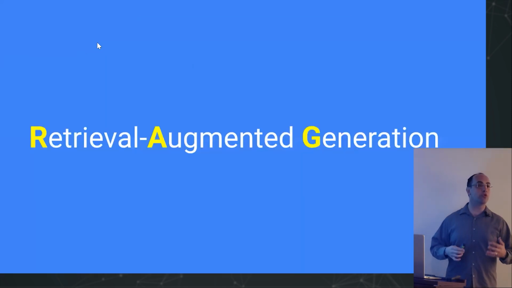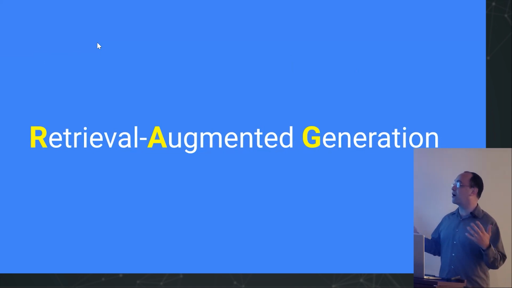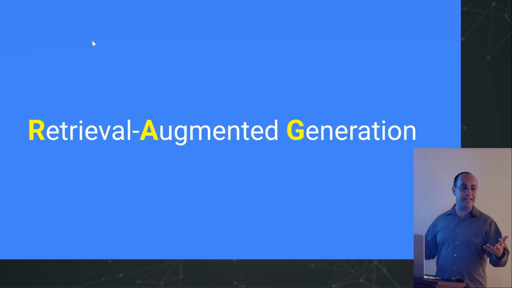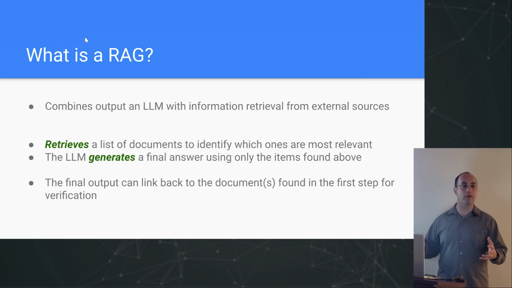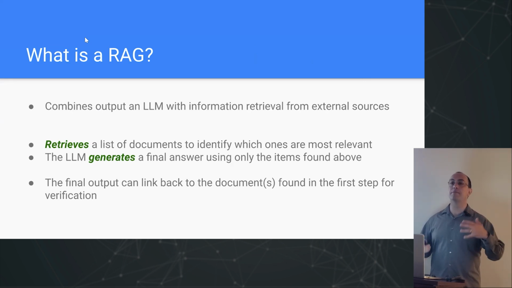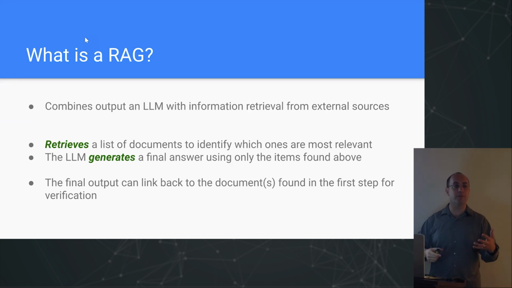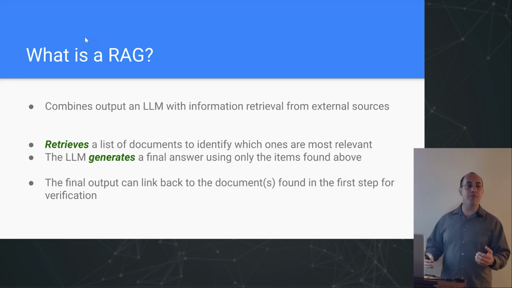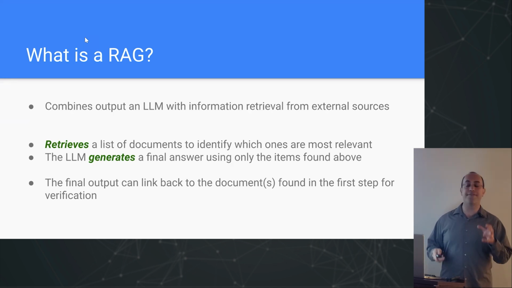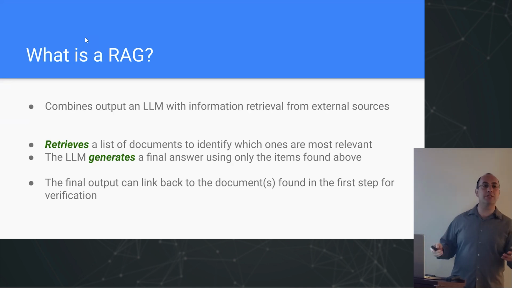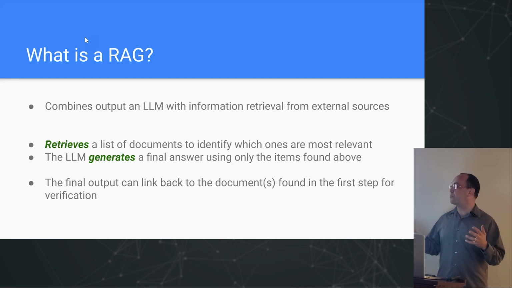And that's what leads to the need and excitement for retrieval-augmented generation, also quickly called RAG. RAG is a way that combines the output of a large language model with information retrieval from some type of external source. It retrieves a list of documents to identify which ones are likely to have the answer to your question. And then the large language model uses only those documents to generate the final answer. One of the nice things is that because it identified documents, the final output can actually link back to the documents for verification.